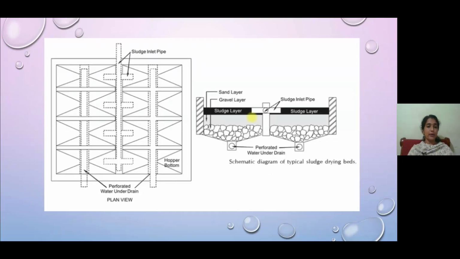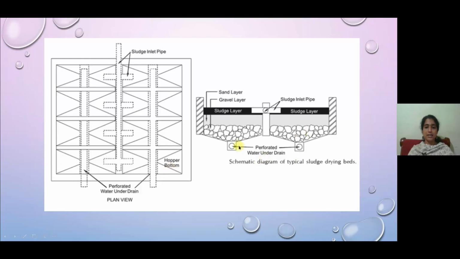This is the plan view of a sludge drying bed. You can see the sludge inlet pipe here, and the dewatered water is collected at the perforated water underdrain. This perforated water underdrain is connected to both sides, and you can see the hopper bottom of this sludge drying bed, which will enhance the drainage of water into this water underdrain.